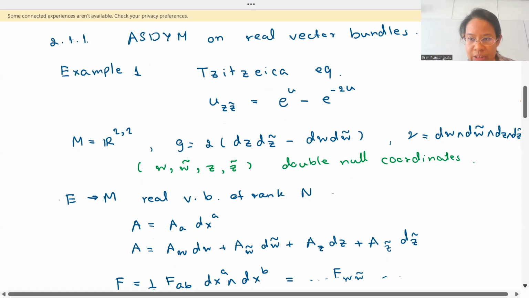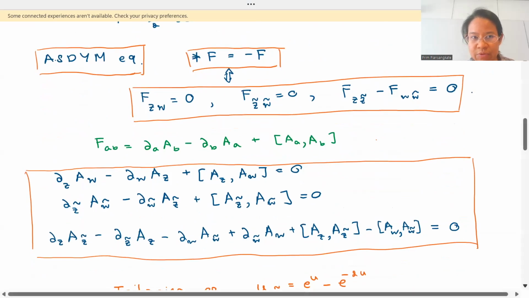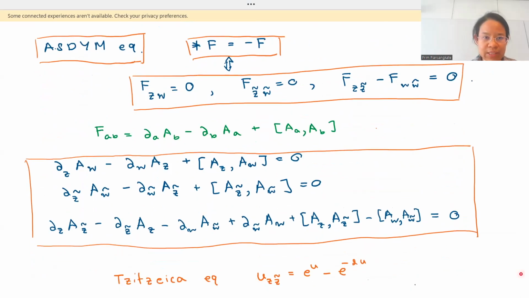Okay. And yesterday I think we wrote down the anti-pseudo-Yang-Mills equation in this case, in the double null coordinates. There are these three equations here, where F_ZW and so on are components of the curvature in these coordinates. If we write the components of the curvature in terms of components of the connection 1-form, then these three equations become these three. So now my aim here is to show that the twistor equation is a reduction of this system of three equations, right?